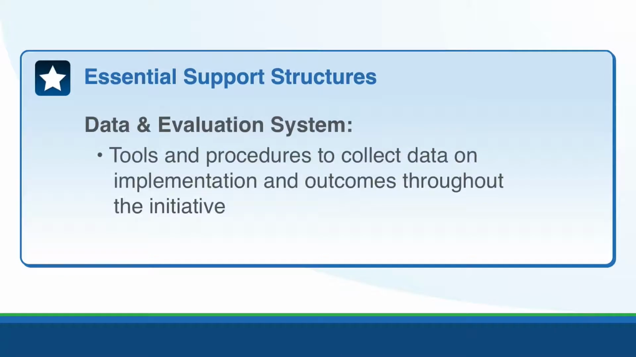The last essential support structure is the data and evaluation system. This system is made up of a collection of measurement tools and procedures used by the state and program leadership teams to collect data on how well the practices are being implemented and the desired outcomes are being achieved. The data generated is critical to ongoing planning and decision-making throughout the initiative.